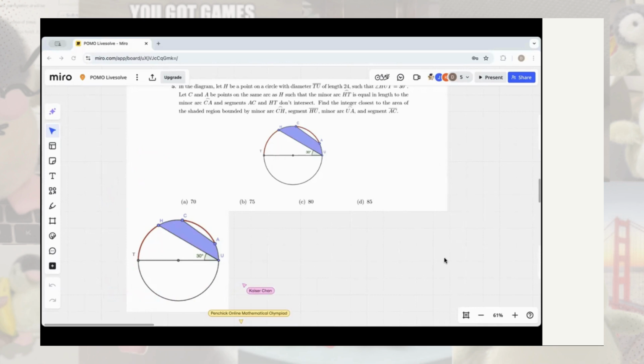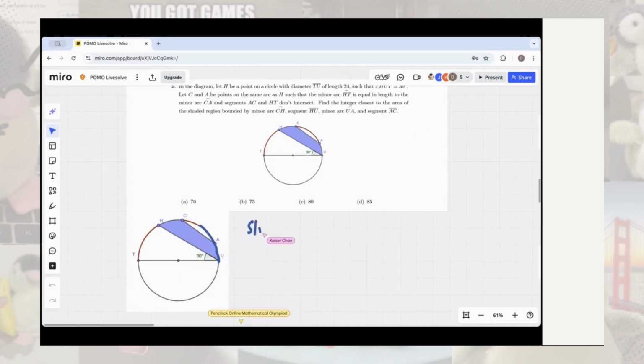So find the integer closest to the area of the shaded region bounded by minor arc CH, segment HU, minor arc UA, and segment AC. So essentially the shaded region. Okay. So the nice solution here is you can slide this chord, the AC, to here, so that A equals U.